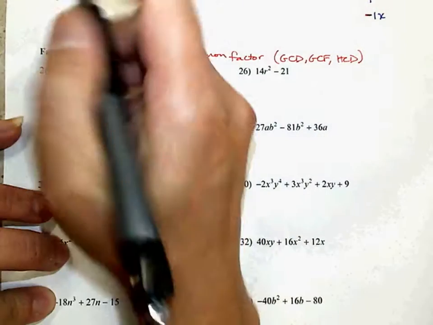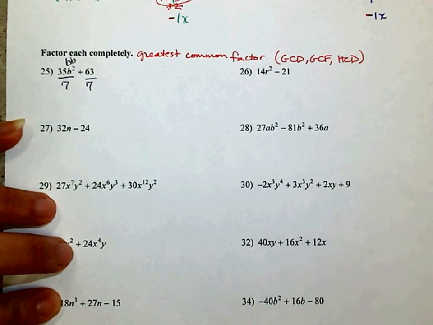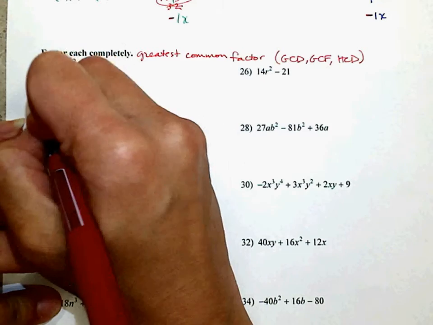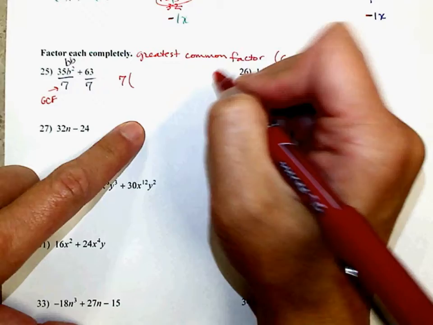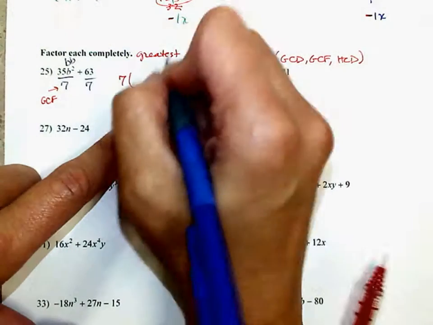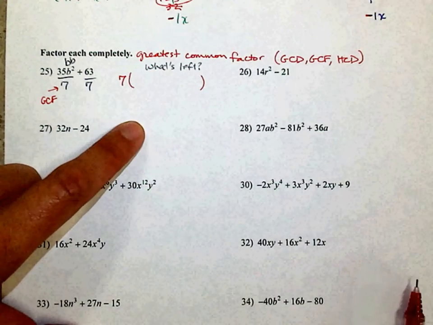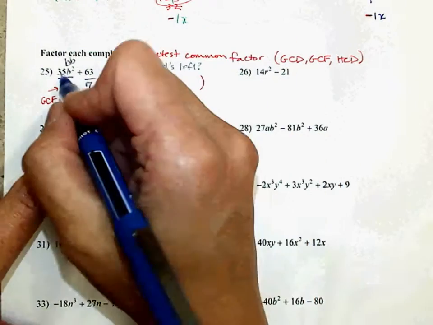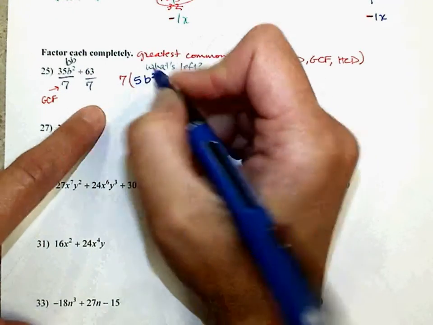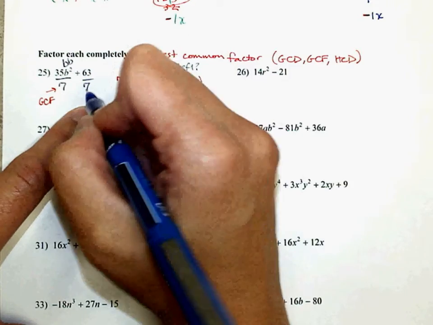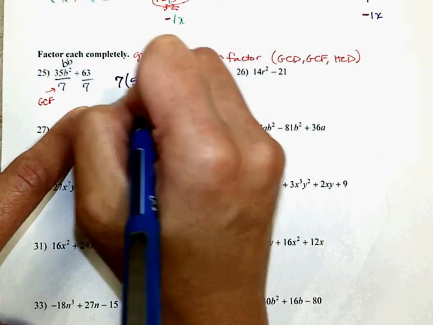This one has 2b, and this one doesn't have any b, so I'm not going to take that out. So I'm going to factor out, this is your greatest common factor. So 7 I'm going to take out, and what's left goes right here. So this is what's left. Okay? So, let's see what you have left. 35 divided by 7 is 5b squared. Positive 63 divided by 7 is positive 9. So there's your solution for this one. Okay.